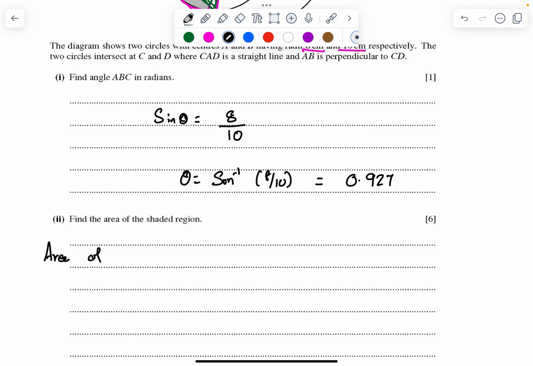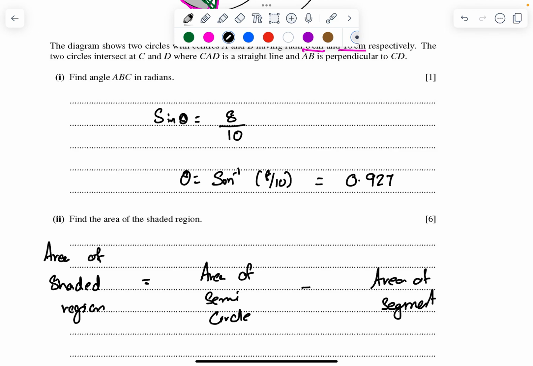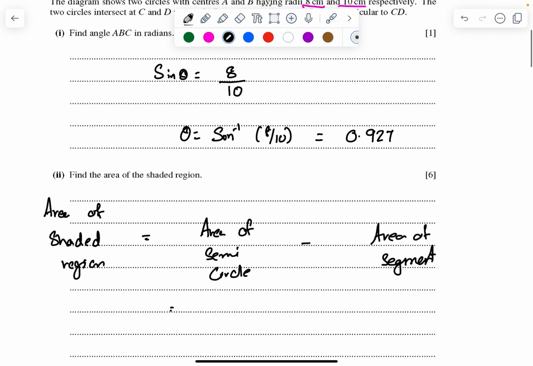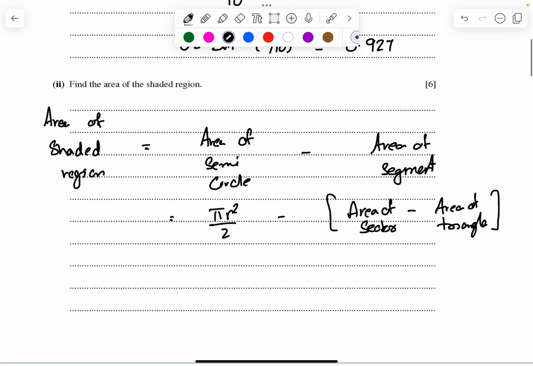So the area of the shaded region is going to be nothing but the area of the semicircle minus the area of the segment. Now the area of a semicircle formula is pi r square upon 2, minus the area of a segment, which is nothing but the area of the sector minus the area of the triangle.